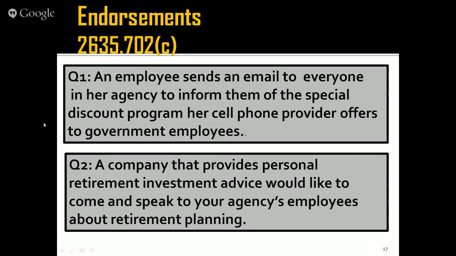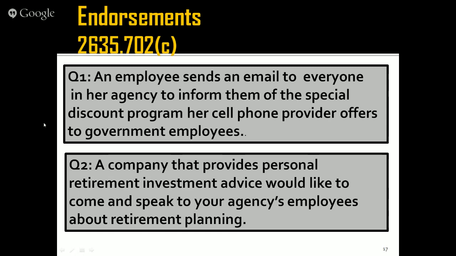Question 2 is an interesting one, and this is one we've gotten on more than one occasion. A company that provides personal retirement investment advice would like to come and speak to your agency's employees about retirement planning. I think this is a more interesting one, because this is a question of the agency's disposition of its own resources. In this case, the resources would be probably some conference space and maybe some official time. And the misuse regs don't speak specifically to this. But I do have some broader concerns about general fairness.